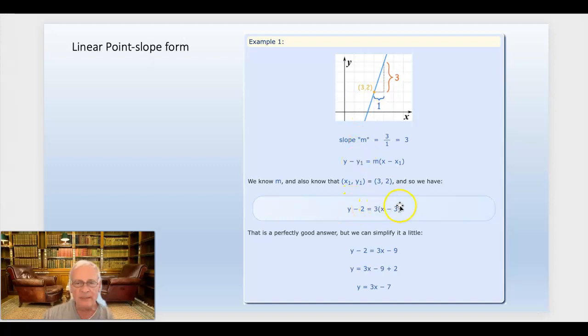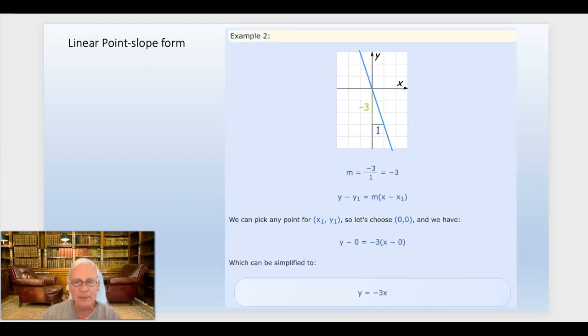Now you can multiply this out. This is showing down here how to change it from point-slope form that we're talking about today into slope-intercept form that we talked about before. You just multiply it out. You distribute that 3 and then add 2 to both sides.